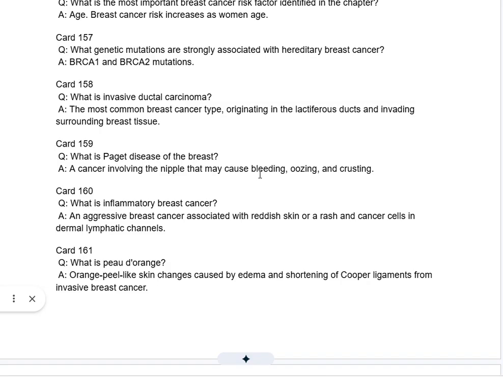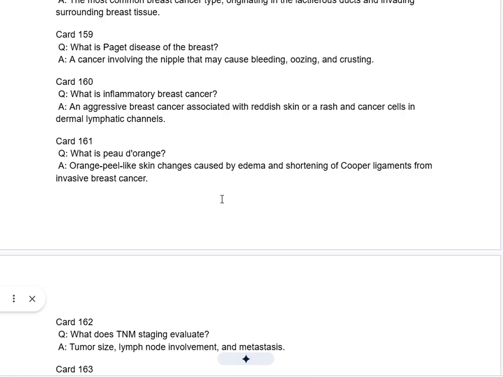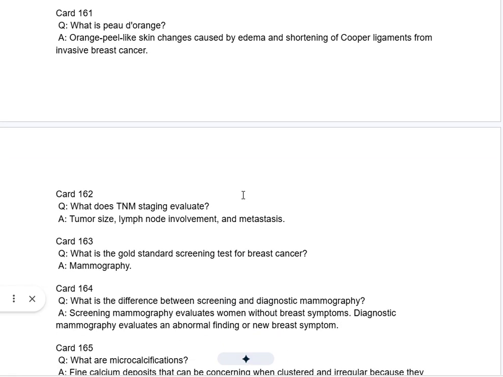Card 160. Q. What is inflammatory breast cancer? A. An aggressive breast cancer associated with reddish skin or a rash and cancer cells in dermal lymphatic channels. Card 161. Q. What is peau d'orange? A. Orange peel-like skin changes caused by edema and shortening of Cooper ligaments from invasive breast cancer.